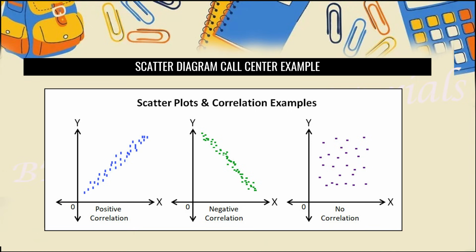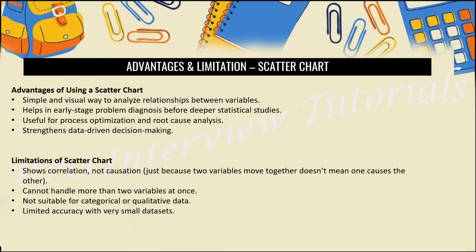Don't go with the terms positive and negative here. You have to see the situations, you have to identify the cause and effect of these particular situations with the help of the scatter diagram. Next, let's see the advantages and limitations of the scatter diagram.